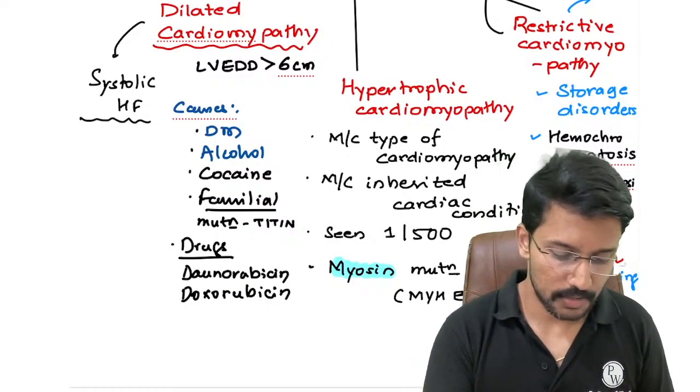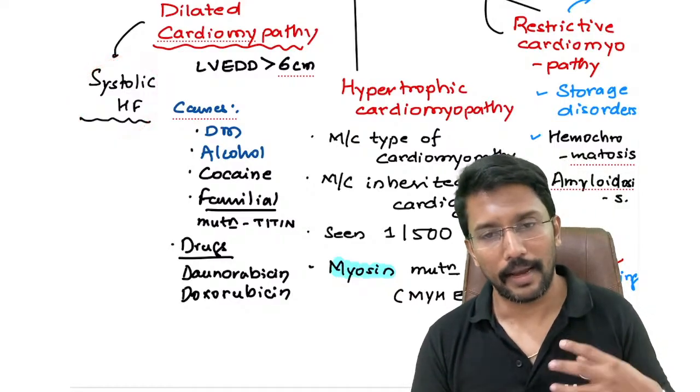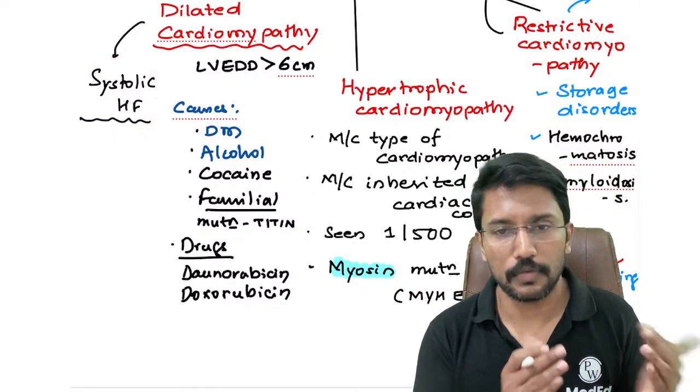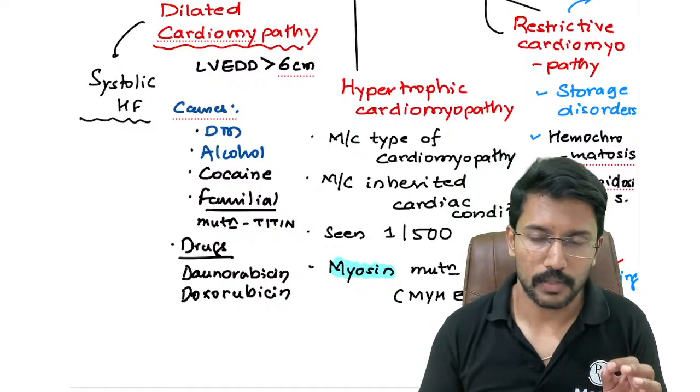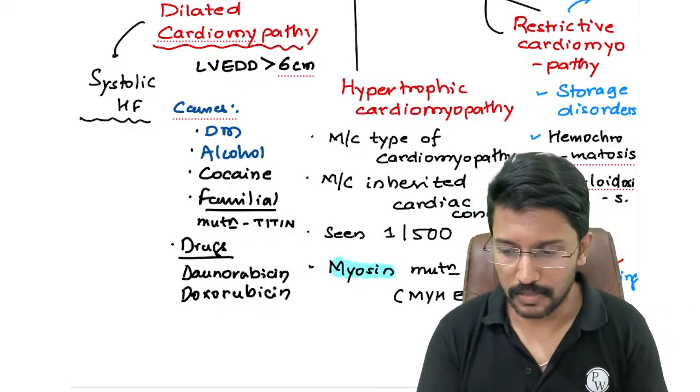Okay. So these patients develop systolic heart failure and we treat them like any other case of systolic heart failure. Means we start them on ACE inhibitors, ARBs, beta blockers, right? The same medication that we just discussed.